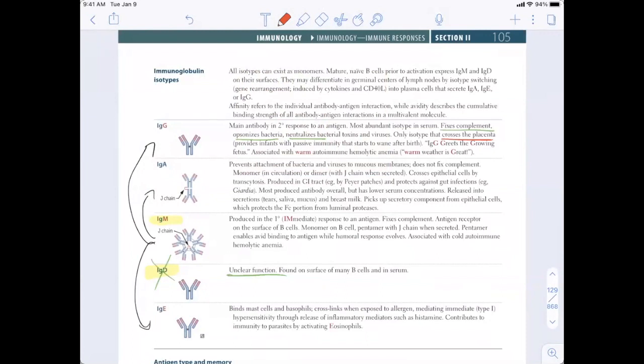Something else we're going to see in hematology is that IgG is associated with warm autoimmune hemolytic anemia. Your IgM is the cold one, IgG is warm. Then IgA, we said this is all about your gut surfaces and your mucosal surfaces. And your IgM is your immediate response to an antigen, so usually in acute scenarios, that's going to be your IgM.